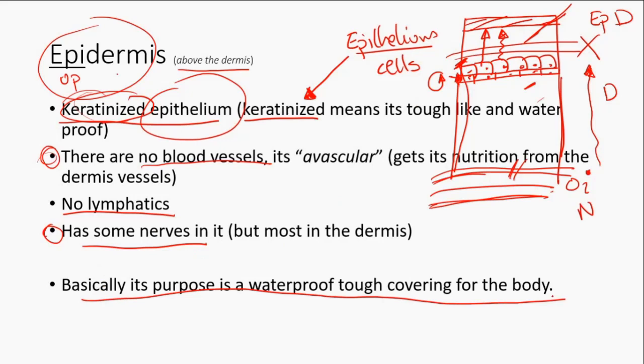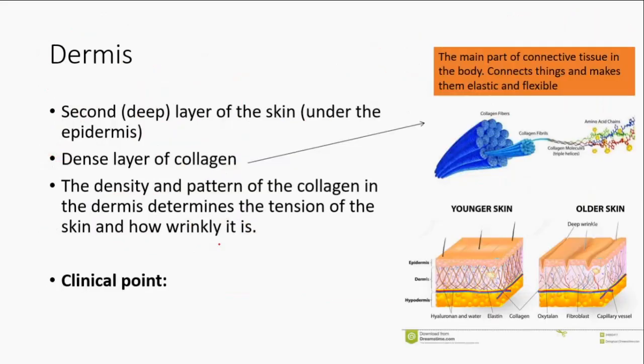It does have other functions, of course, which you're going to study in different subjects. But for now, all you really need to know is that your epidermis is a tough waterproof cover for your body, okay? And it doesn't have any blood vessels, it doesn't have any lymphatic vessels, and it has only a few nerve fibers in it.